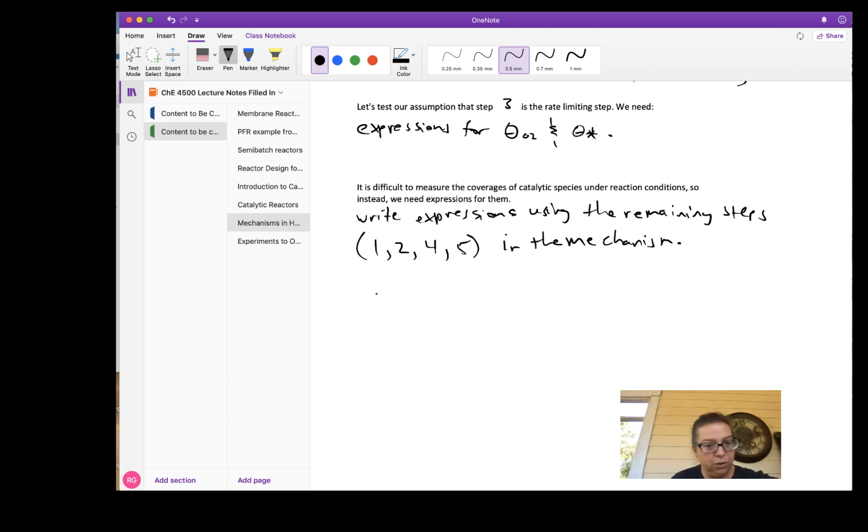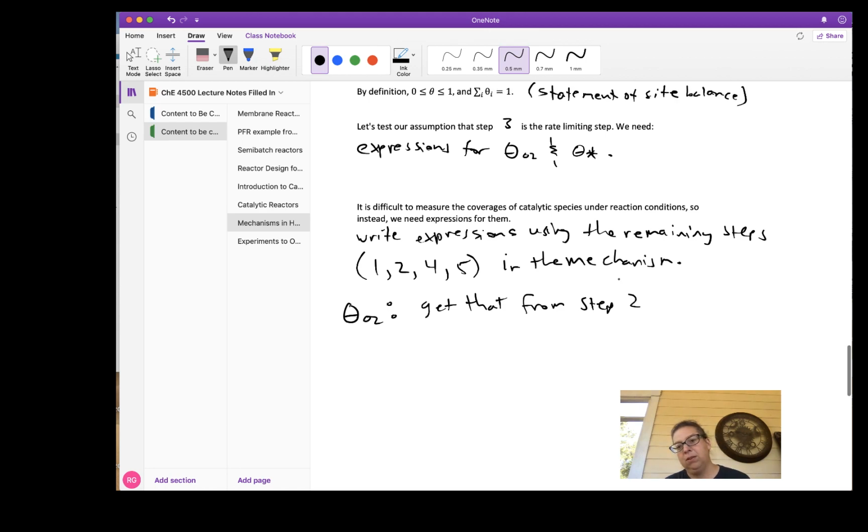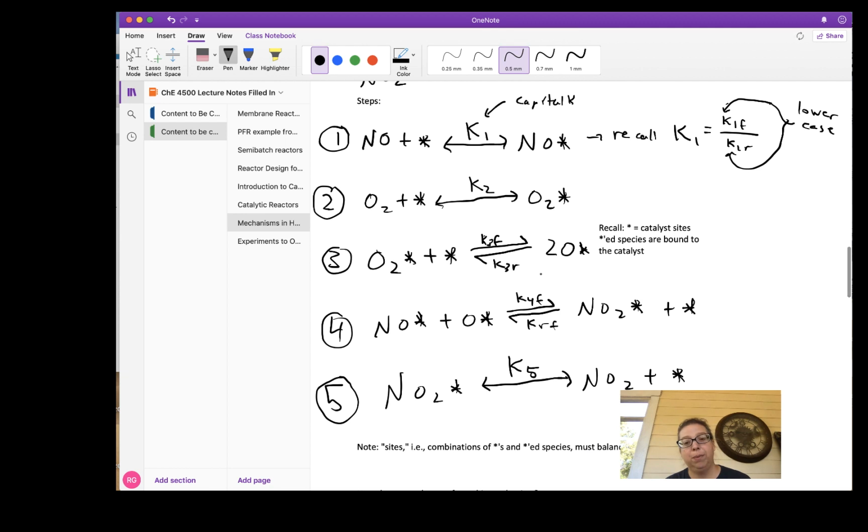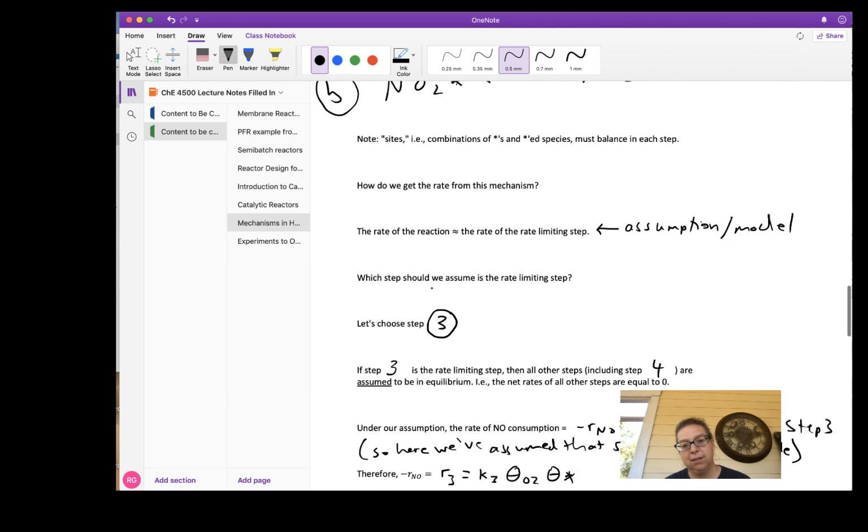So first, let's do theta O2. So we're going to get that from which step? Which step do you think we will use to get that one? We're going to get that from step 2. So if you recall, step 2 is O2 adsorption. So we're basically going to assume that the O2 on the surface is in equilibrium with O2 gas.